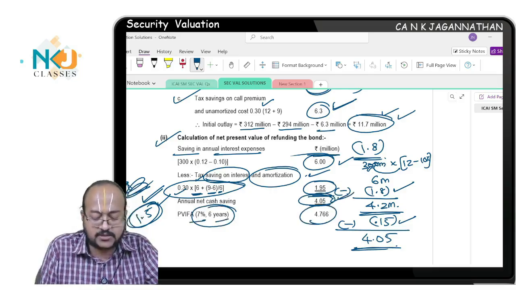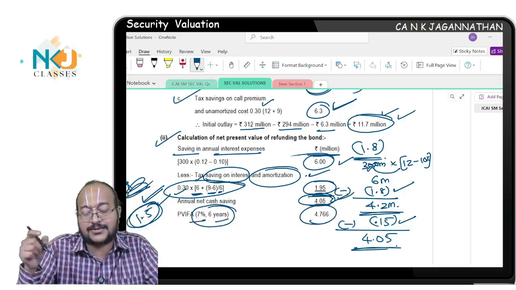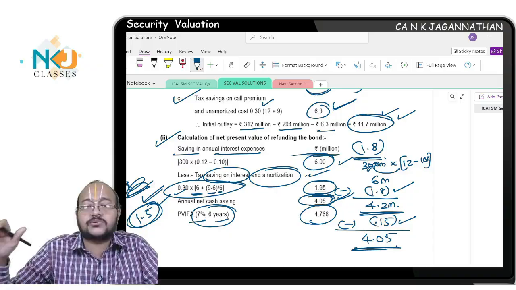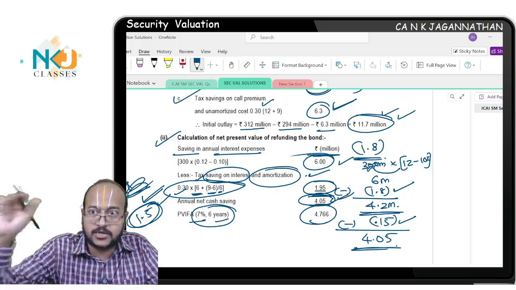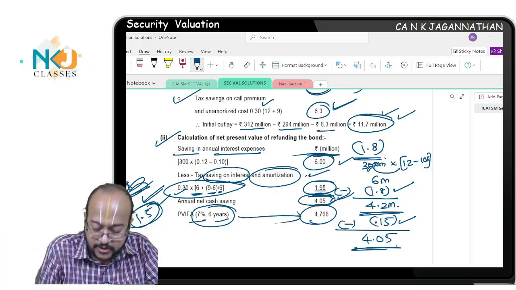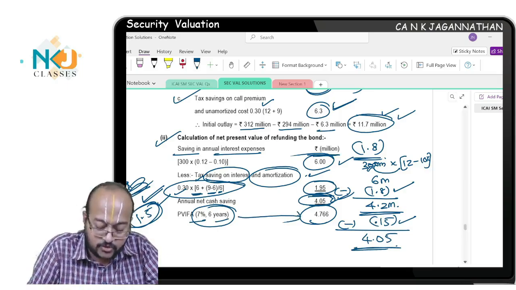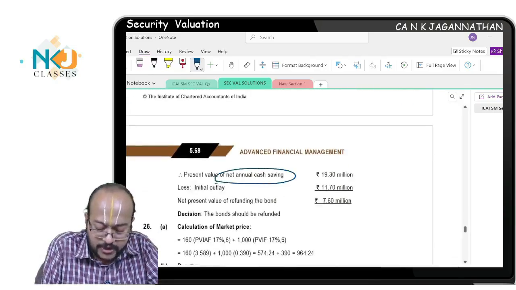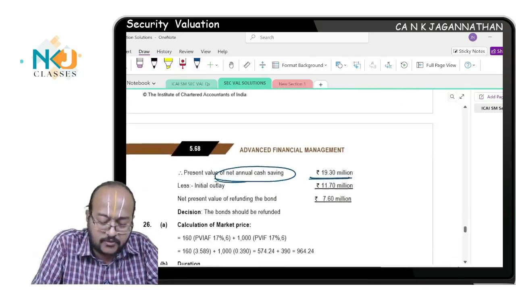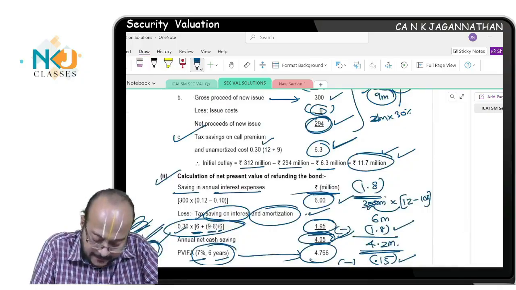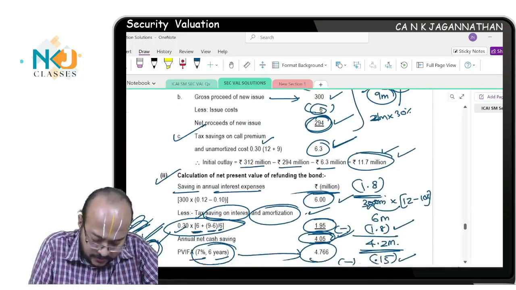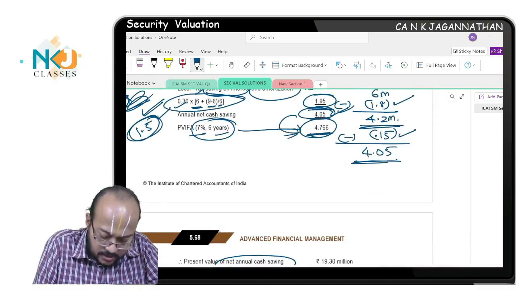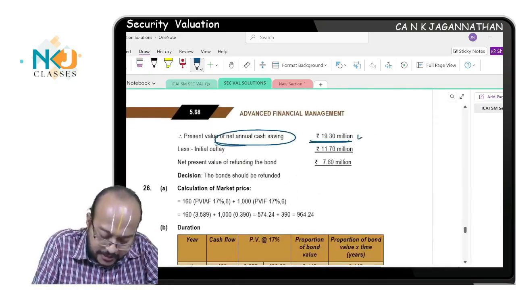For 7%, 6 years, how do you find the present value annuity factor? 1 divided by 1.07, then press equals 6 times, then GT, grand total, on the calculator, and you will get the annuity factor of 4.766. Now you tell me what is happening. The present value of net cash savings is 4.766 into 4.05, which gives 19.3 million.